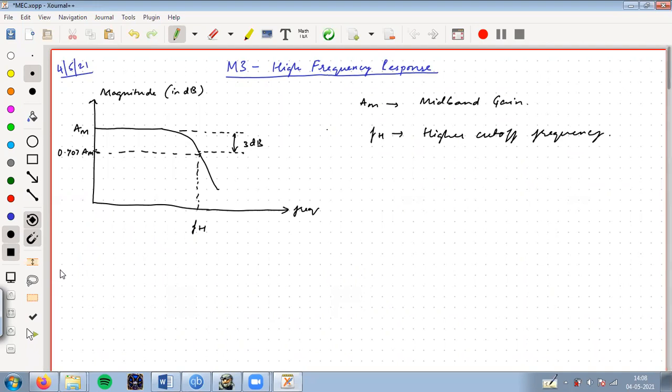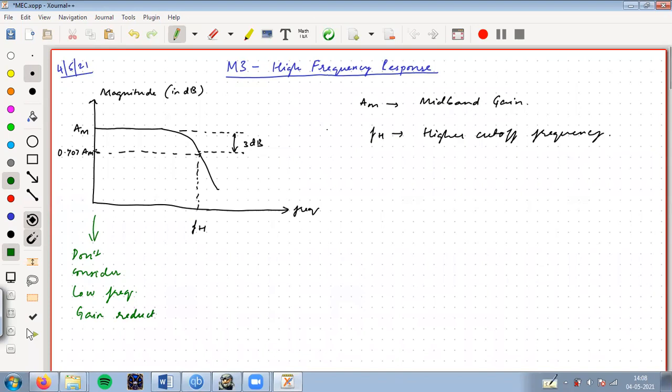So this is a general frequency response of an amplifier, but here we do not consider low frequency losses. If you look at this part, we assume that AM is maintained all the way up to FH. Then after FH, it starts reducing. So here we do not consider low frequency effects, low frequency gain reductions.